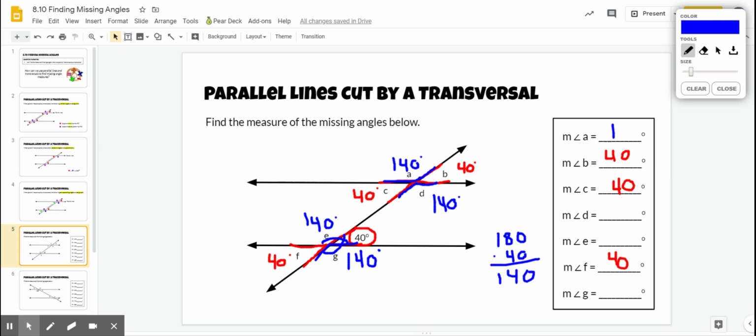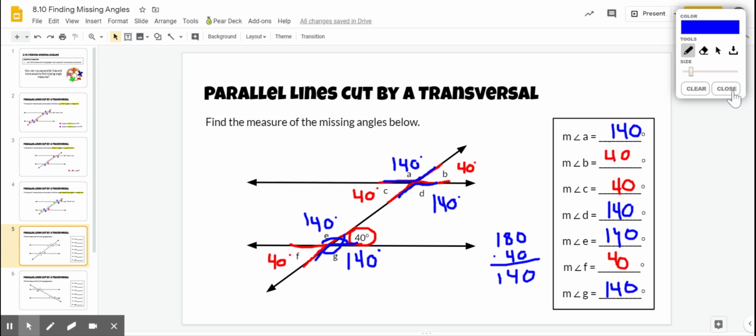And so now I found all the measures of my missing angles. I'm going to go ahead and fill in my chart over here. Measure of angle E is 140. And the measure of angle G is also 140. And so there you have it. You solved the puzzle.